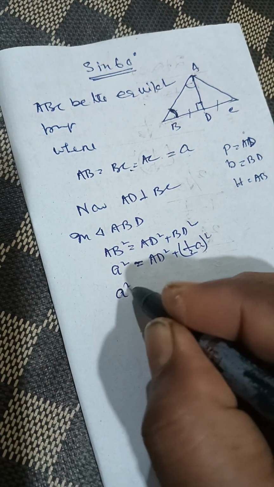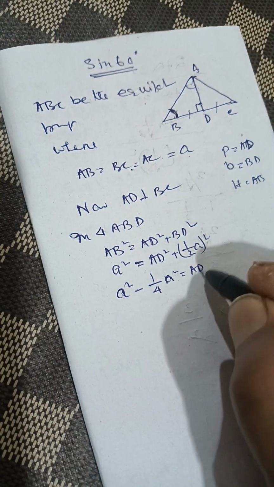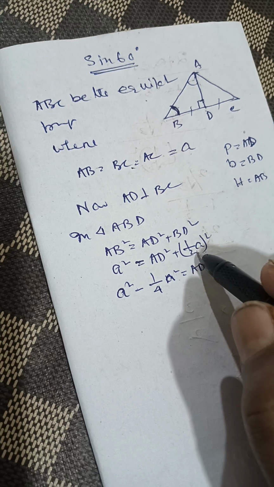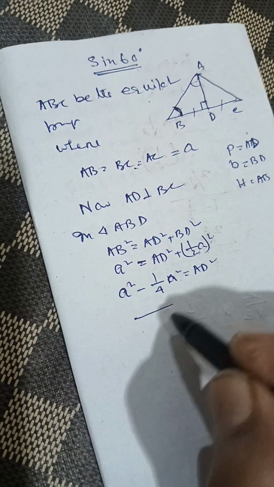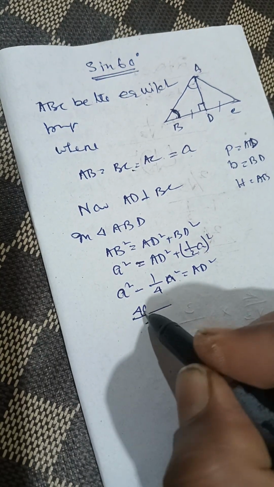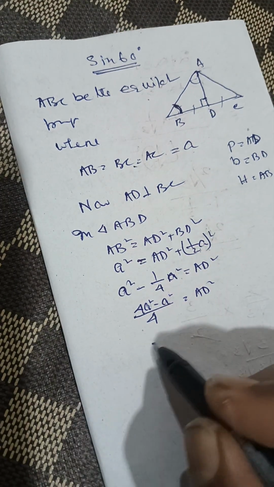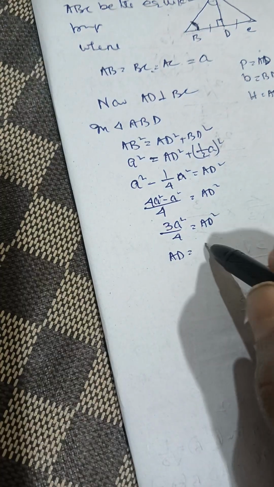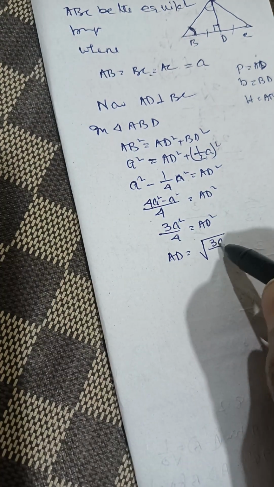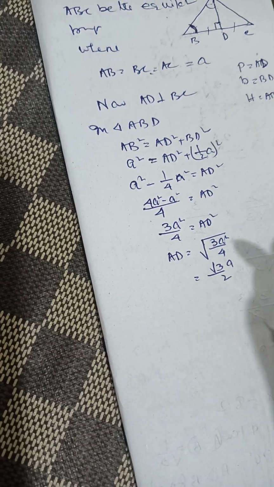Now you write A square minus 1 by 4 A square equal to AD square. How did you get it? If you break it, you will get 1 by 4 A square. I have taken this to this side. That's why, with 4 as the LCM, it will be 4A square minus A square equal to AD square. It can be written as 3A square by 4 equal to AD square. Therefore, AD equal to root 3A square by 4. It can be written as root 3A by 2.